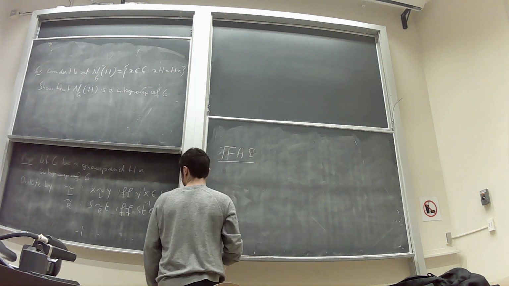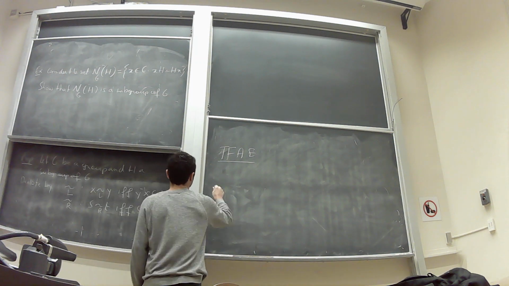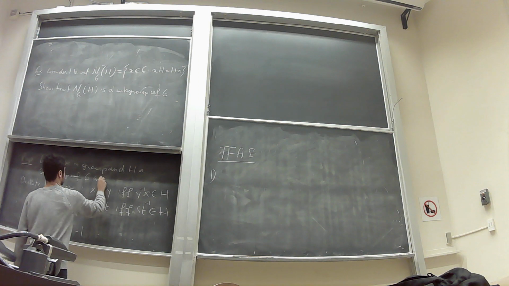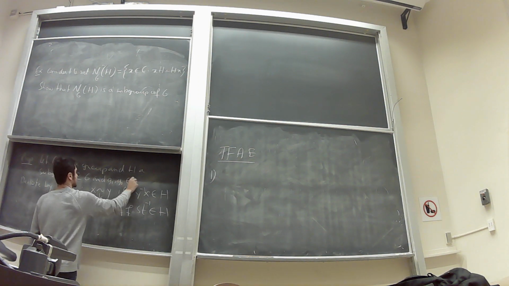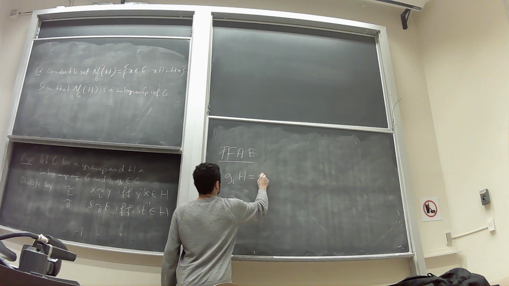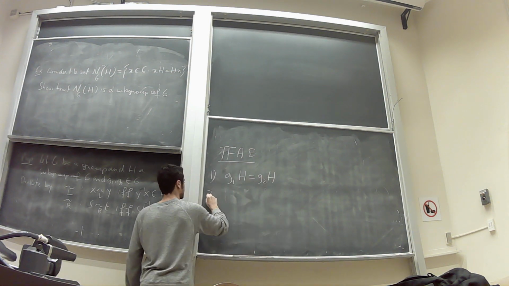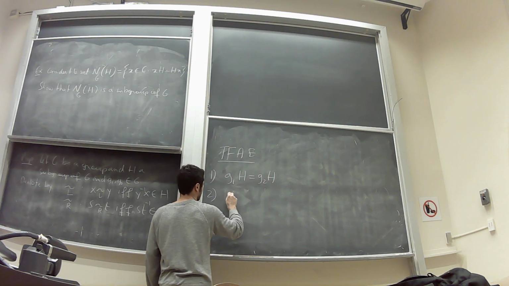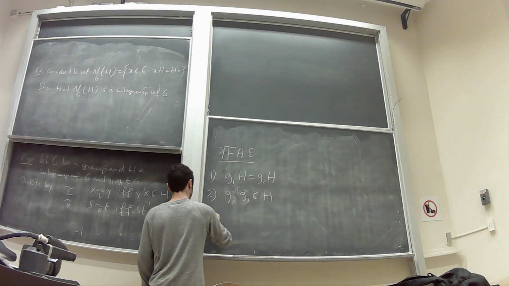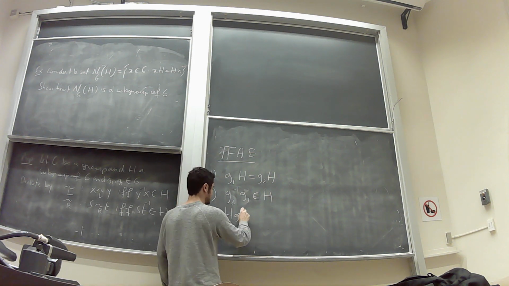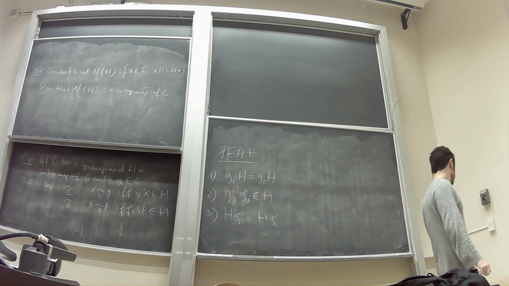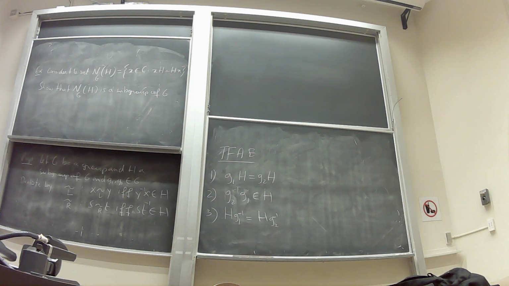The following are equivalent. One, well, let H be a subgroup of G, and G1, G2 being in G, the following are equivalent. One, G1H is equal to G2H. Two, G2 inverse G1 belongs to H. And three, H G1 inverse is equal to H G2 inverse. Okay, so let's prove this.